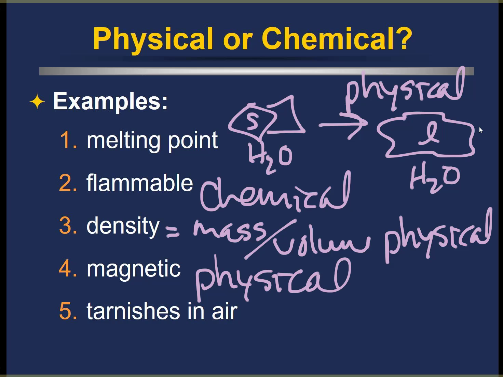And then tarnishes in the air. So if I can picture something tarnishing, so maybe I have like a silver spoon that my grandma has, and I know that it gets tarnished over time. So there's actually a color change. It's a chemical reaction that occurs as that silver reacts with oxygen from the air.